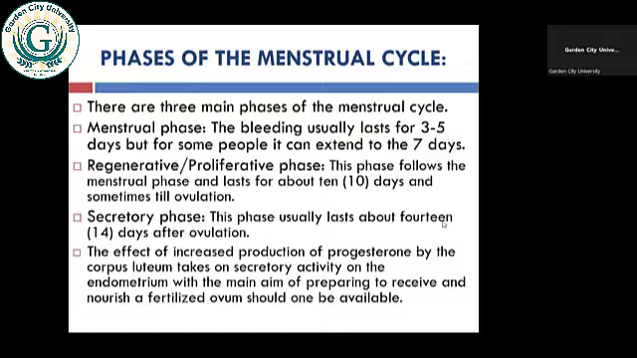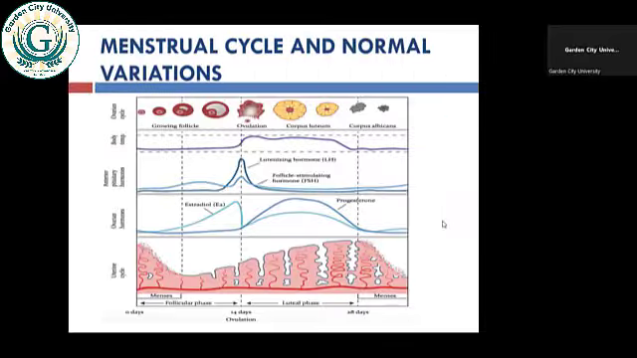So the menstrual cycle has 3 phases, and remember them: menstrual phase, regenerative or proliferative phase, and the secretory phase. And this is a diagram showing the different variations. We have the effects of the hormones on the ovarian cycle. We have the effect on the body temperature. We have the effect on the anterior pituitary hormones. We have the ovarian hormones, and then the uterine cycle.